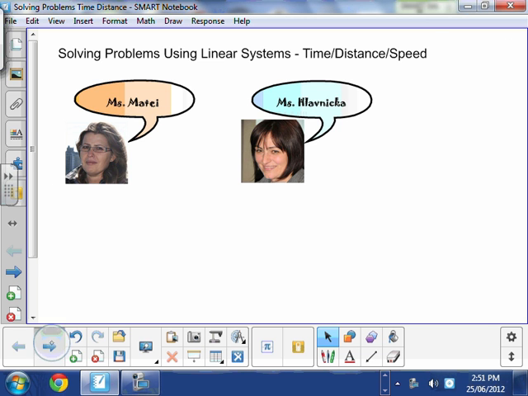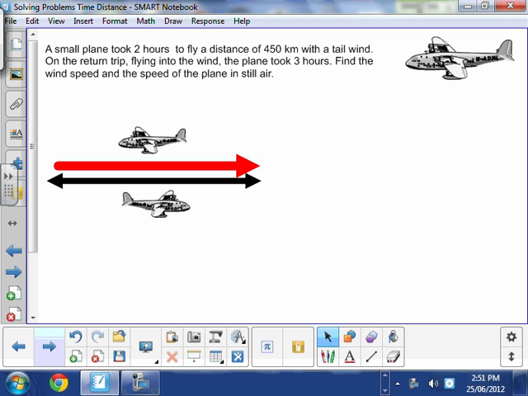Okay, so let's look at the question given here. A small plane, we have it right there in our picture, took 2 hours to fly a distance of 450 kilometers with the tailwind. On the return trip, flying into the wind, the plane took 3 hours. Find the wind speed and the speed of the plane in still air.